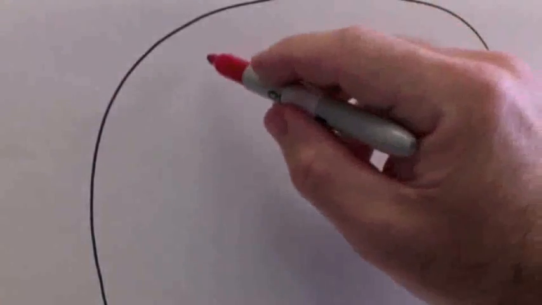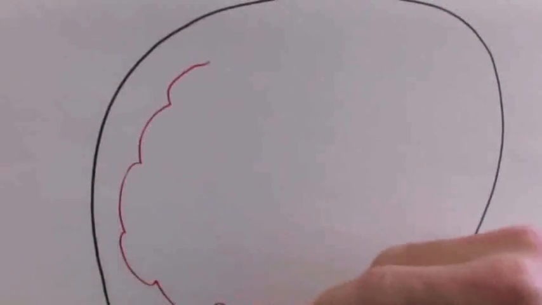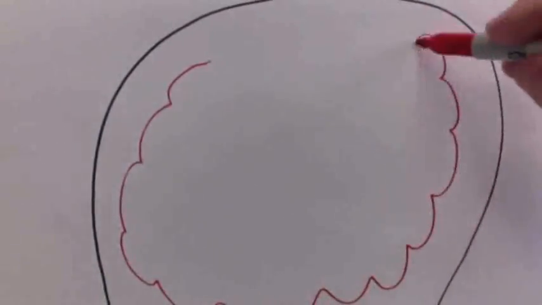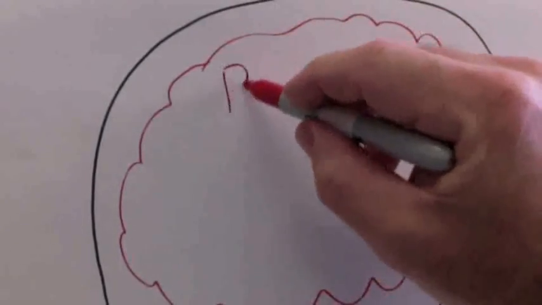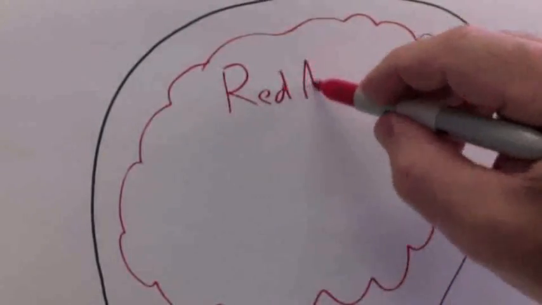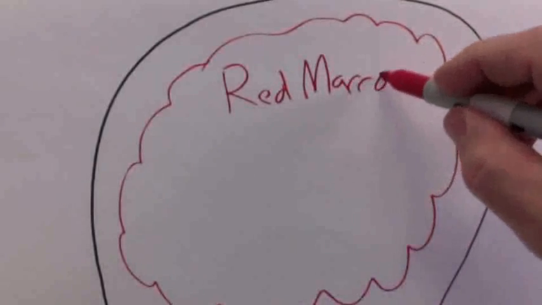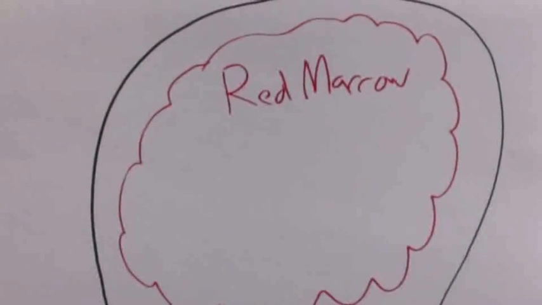So, our red marrow, again, we're going to look at long bones because that's the most common place where we'd form blood. And within that, we have this red marrow. And if I look more closely at the red marrow, I would see that it was filled with something called sinusoidal capillaries.